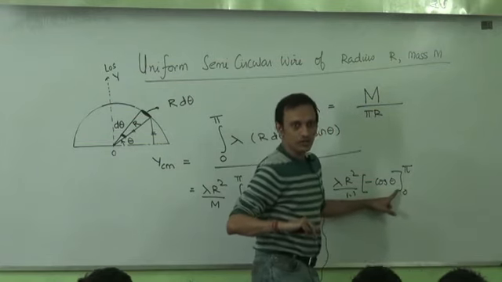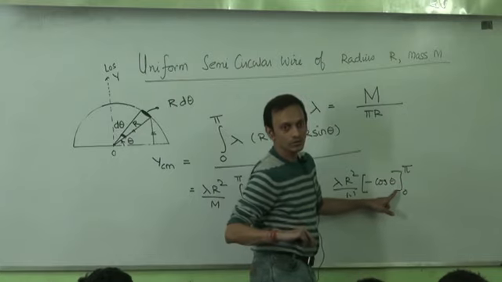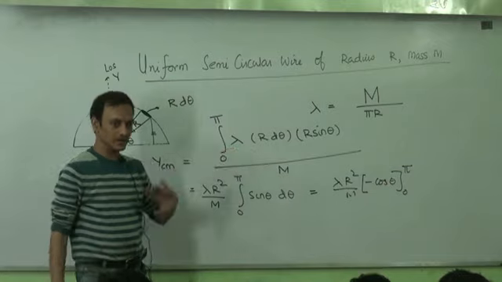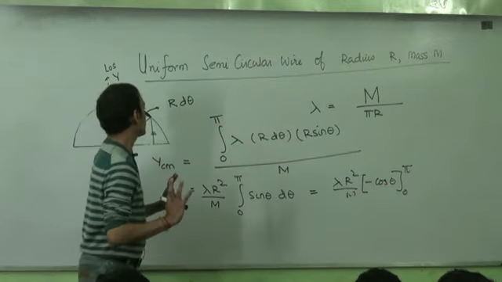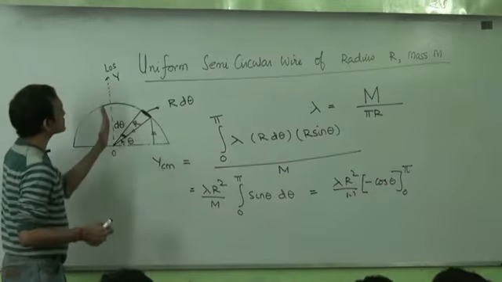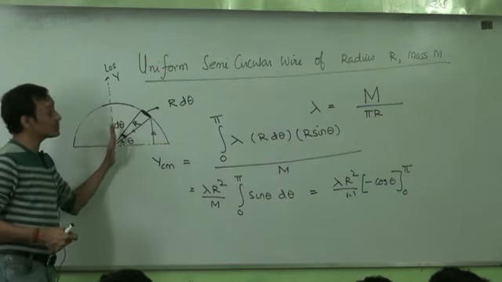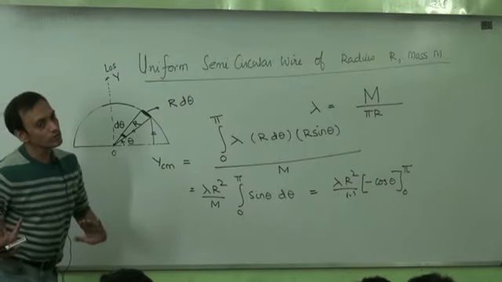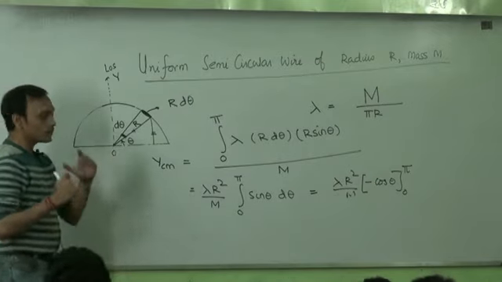No, Dhanraj, you're unsure about why this will be 2? Start from here. I'll explain everything again. Okay. See, did you realize that the y coordinate of the center of mass must lie along the y axis? Why? Because of symmetry. All right.